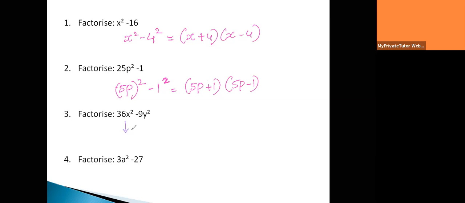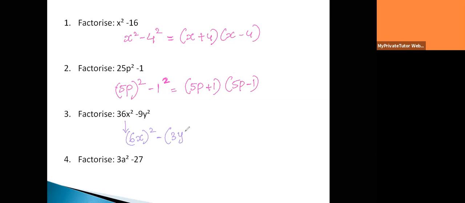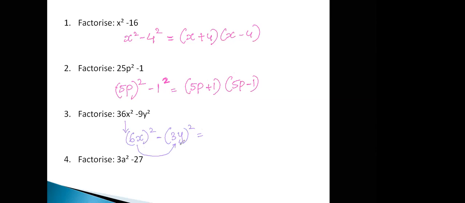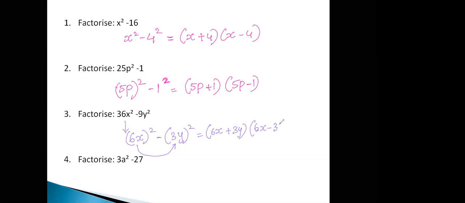So again, in the next question, you can see that 36 is nothing but 6x whole square, and 9 is nothing but 3 square. So 3y whole square. So we have two things inside the bracket. So that's what the answer is. 6x plus 3y and 6x minus 3y. Is that the same you're trying to say, Iris?